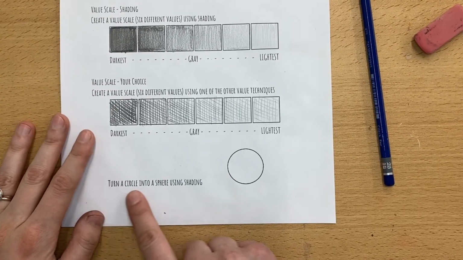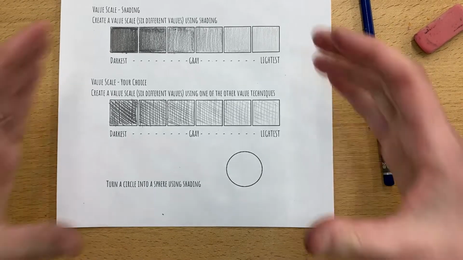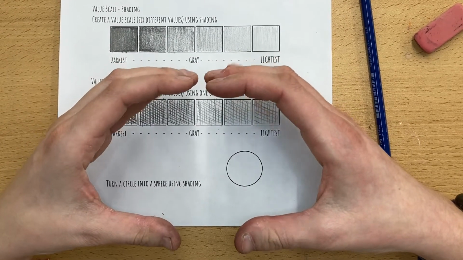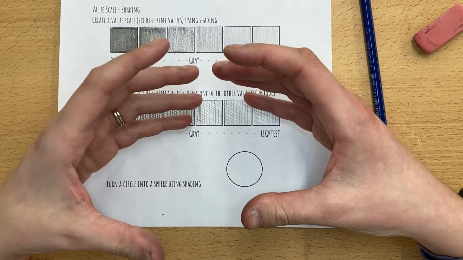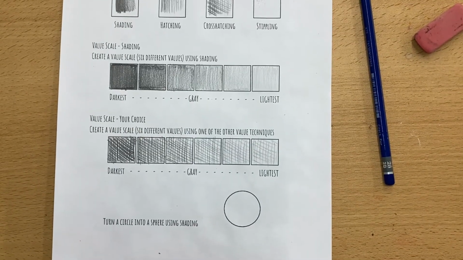All right, so after you finish with your second value scale, we're going to turn to the bottom. And it says, turn a circle into a sphere using shading. So what shading does is it takes something flat, something two-dimensional, and it creates the illusion of something three-dimensional, or a form, something that takes up space. Let's look at an example of that really quick.